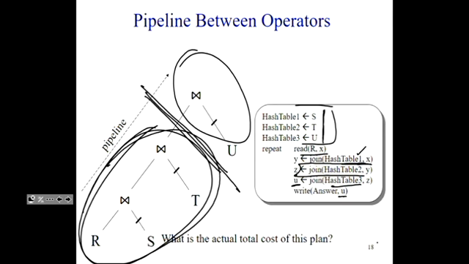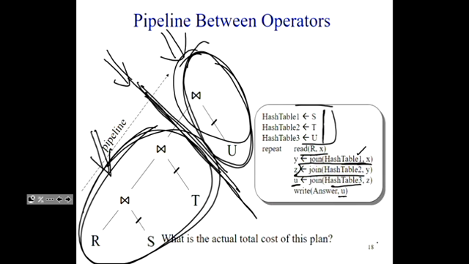Yep. So you said for the bottom part you're going to pipeline and the top you're not? Yes. So then I think the cost would be obviously B of R plus B of S plus B of T plus B of U, and then plus B of R join S join T.